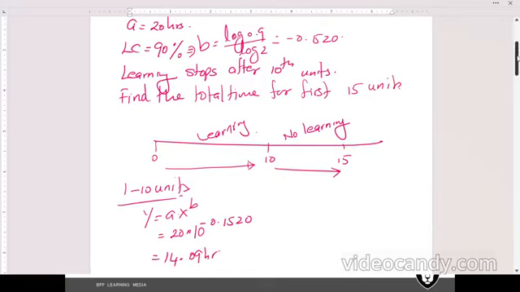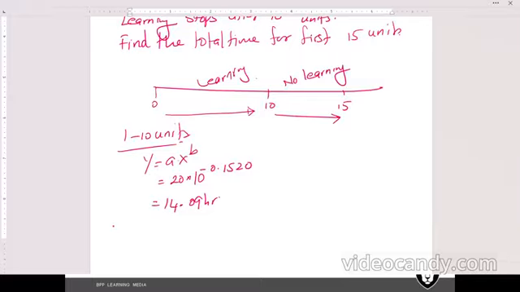So for 10 units, I can get the total time. For the first 10 units, 14.09 is the average. I want the total, so multiply by 10. That is 140.9 hours.